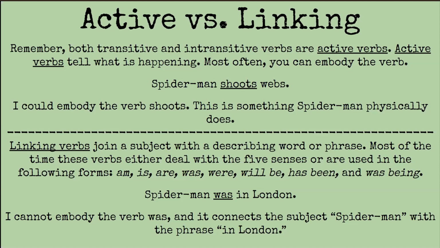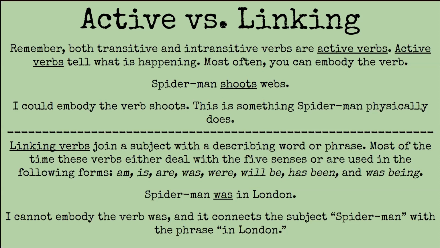However, with a linking verb, what they're trying to do is join a subject with a describing word or phrase. They're describing more about it. So most of the time, they're either going to deal with the five senses, which though they may seem like you could act them out, most of the time you cannot. It would be very difficult to do.